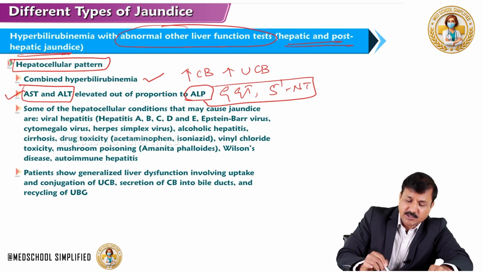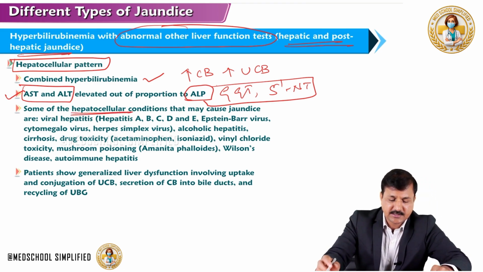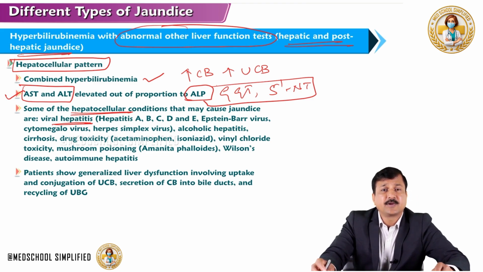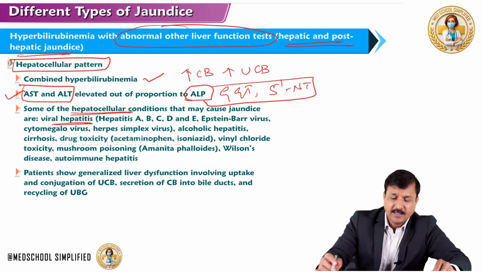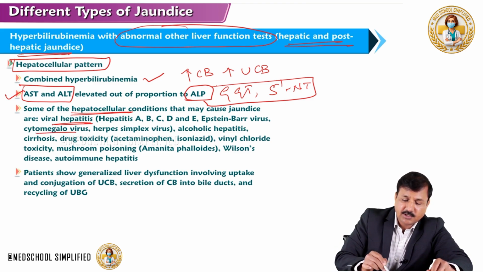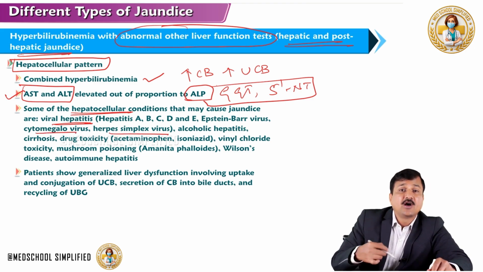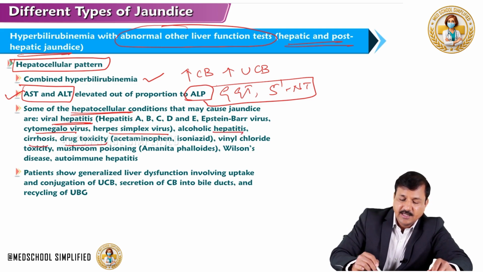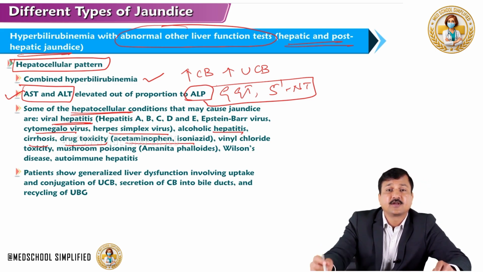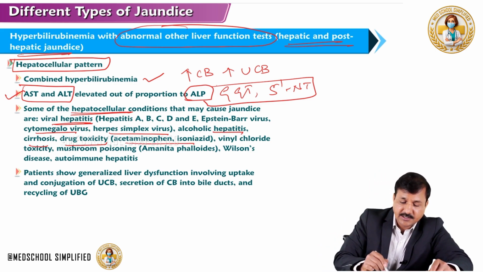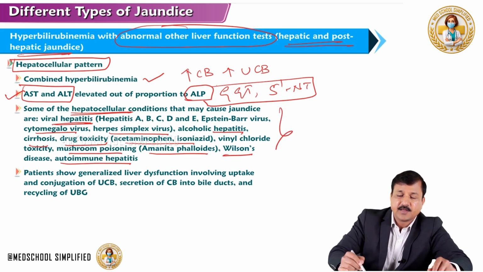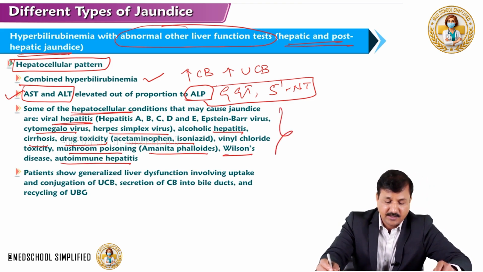Some of the hepatocellular conditions that may lead to jaundice are viral hepatitis, all kinds of viral hepatitis, that is hepatitis A, B, C, D, E, and then Epstein-Barr virus. It can be cytomegalovirus, herpes simplex virus, or it can be alcoholic hepatitis, cirrhosis of liver, drug toxicity. So toxicity because of acetaminophen, isoniazid, vinyl chloride toxicity, mushroom poisoning like Amanita phalloides mushroom, Wilson's disease or autoimmune hepatitis, all of them will lead to the hepatocellular pattern of jaundice.